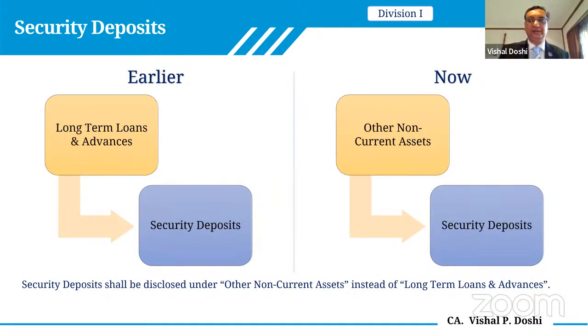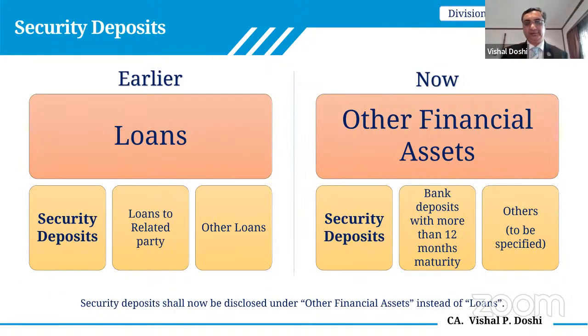There is another reclassification, which is with respect to the security deposits given. So this is on the asset side of the balance sheet. So अभी तक we were showing it under the long-term loans and advances, the security deposits. Now they have to be shown under other non-current assets. So this is just a reclassification change under Schedule 3. So that was Division 1. This is Division 2 under the Ind AS. It was earlier shown under loans, security deposits. Now they have to be shown under other financial assets.